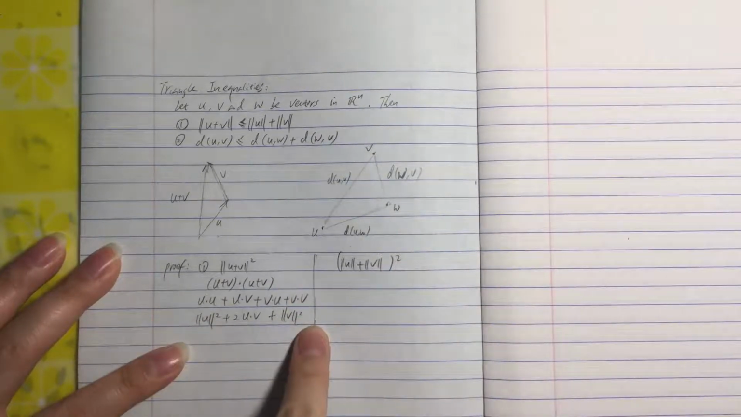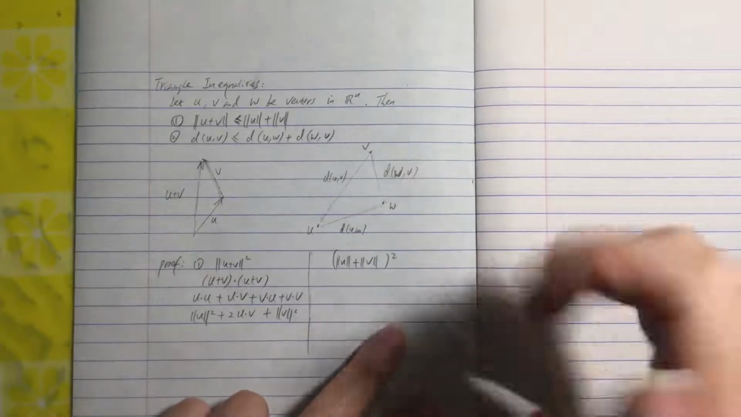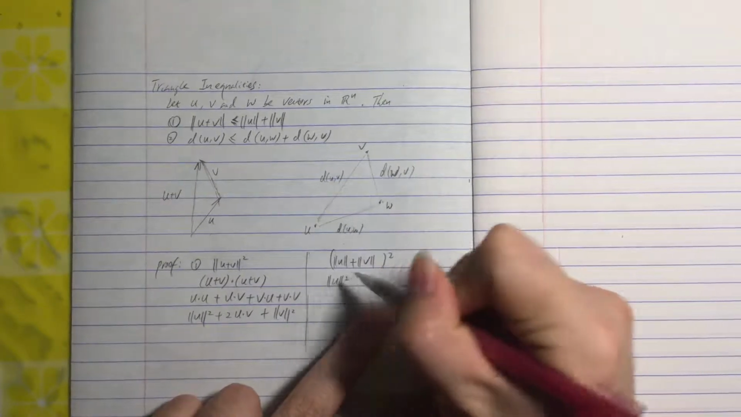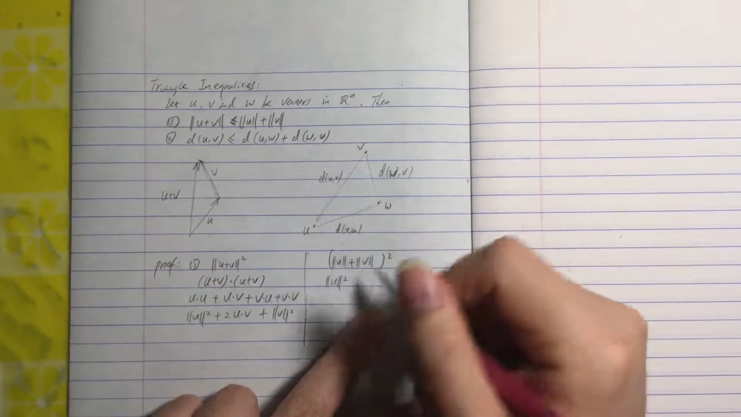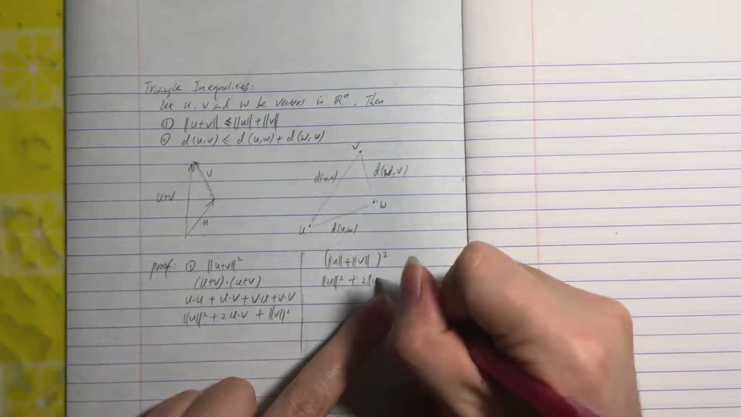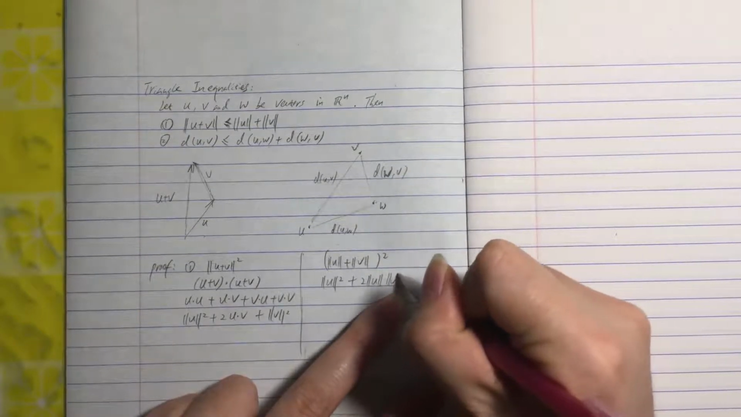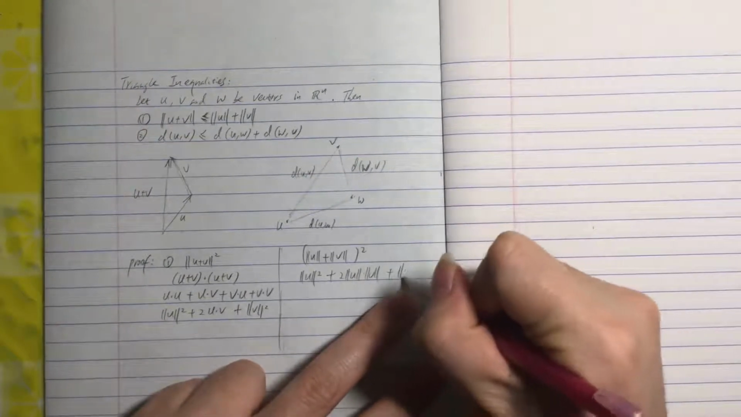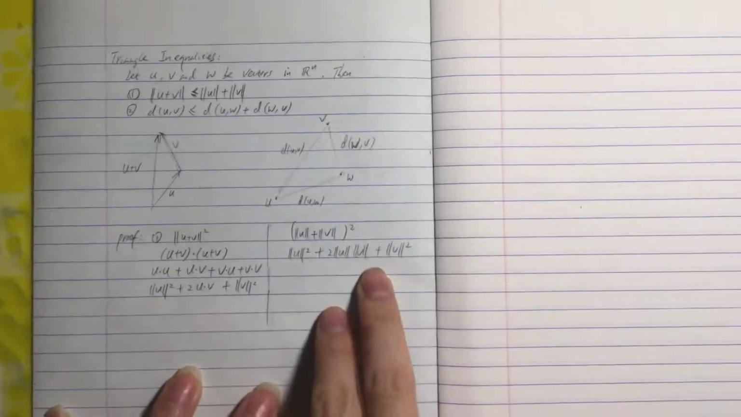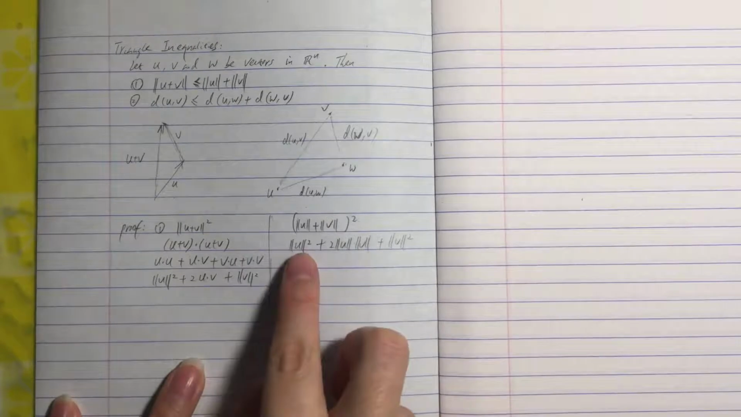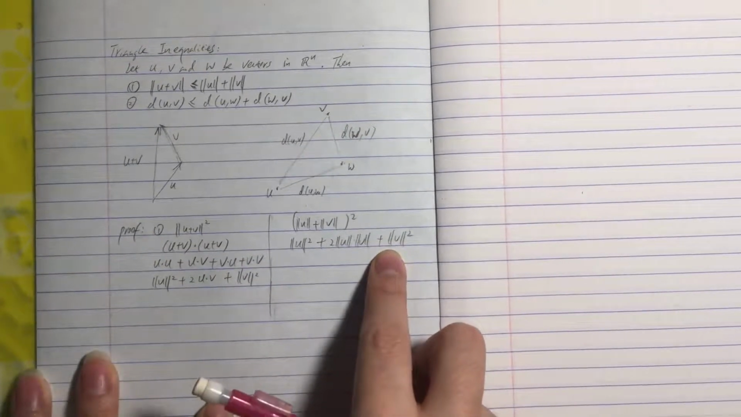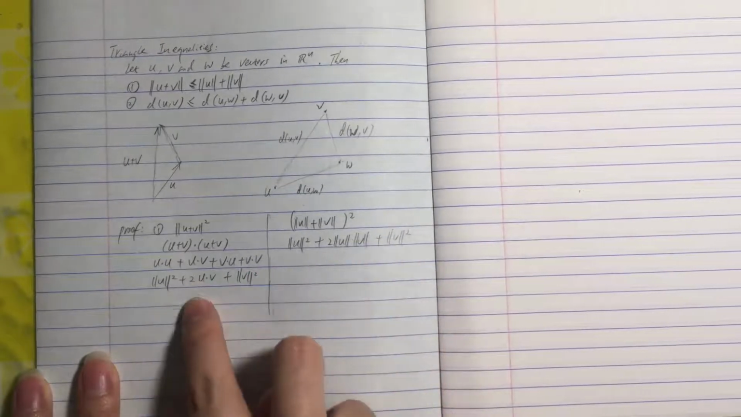That's the left side. Now for the right side, let's expand the perfect square. Those are real numbers, so I can expand the perfect square. I get the norm of u squared plus twice norm of u times norm of v plus norm of v squared. Then if we compare left side and right side, we can see that the first term looks exactly the same. The last term looks exactly the same. The only difference is the middle term here.